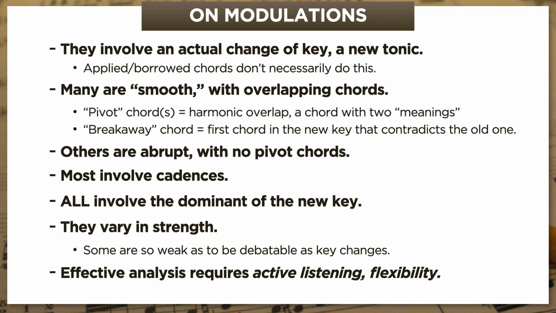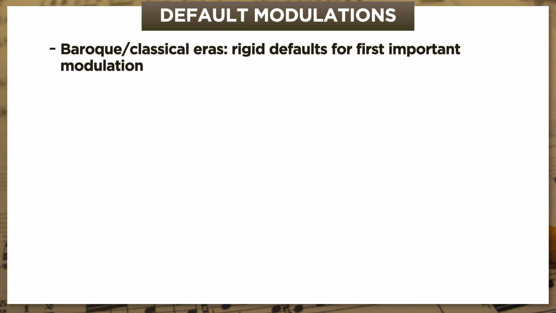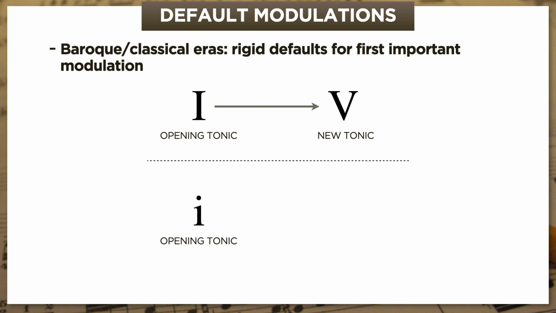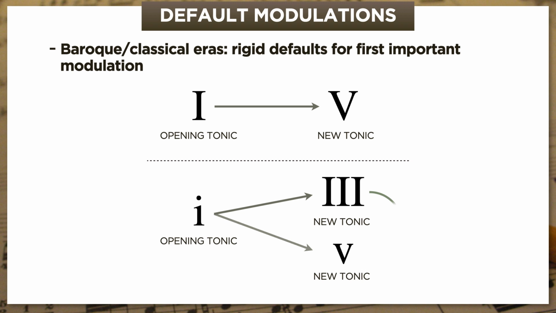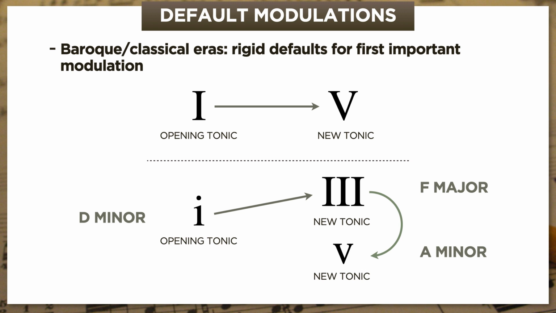That is a huge question, and one that depends on the era and the type of work involved. But in the Baroque and Classical periods, there were pretty rigid defaults for the first important modulation in any piece. If a work started in major, it would nearly always modulate to the key of the dominant. Works in minor gave composers more options. They could modulate either to the relative major or to the key of the minor dominant, or sometimes they do both in that order. That's actually what Beethoven did in our first excerpt, going from D minor, up a third to F major, up a third to A minor.